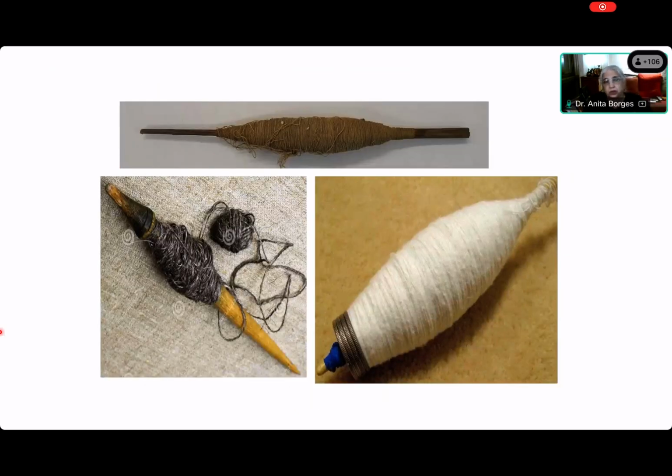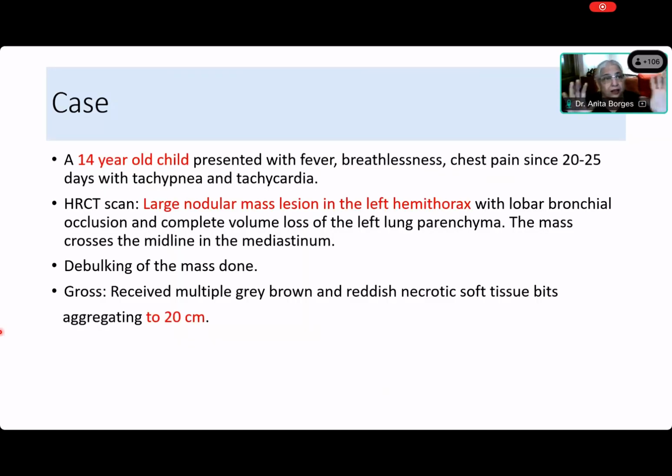Now I know that we are almost at the end, and I'm not going to ask. I'm just showing you this case, and I'll tell you the answers to the next two cases. Here was this 14-year-old child, with fever, breathlessness, and chest pain. Obviously there was a huge mass in the left hemithorax, and that's why this child was tachypneic and had tachycardia. They did a biopsy, but they didn't get an answer, so they debulked the mass. And look at how big it was, 20 centimeters.